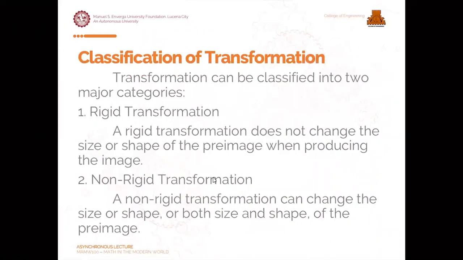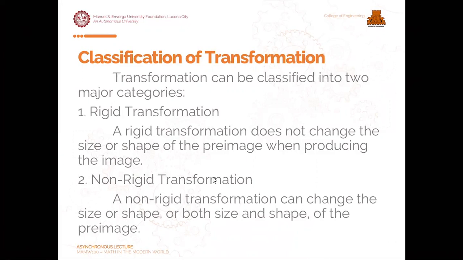So transformation is classified into two major categories. So we have yung rigid transformation and we have non-rigid transformation. So when we talk about rigid transformation, we talk about transformation that does not change the size or shape of the pre-image when producing the image. Okay? So meaning, same yung size ng pre-image natin, nag-iiba lang siya ng location, orientation. Okay? Then pag sinabing non-rigid, a non-rigid transformation can change the size or shape. Okay? So both size and shape niya o nung given figure natin may change, may reduce, may oversize. Okay? So yun yung mga iba't ibang pwedeng mangyari sa kanya pag non-rigid transformation siya.